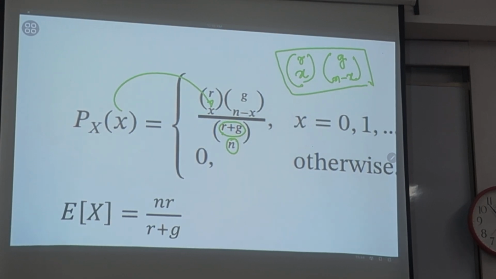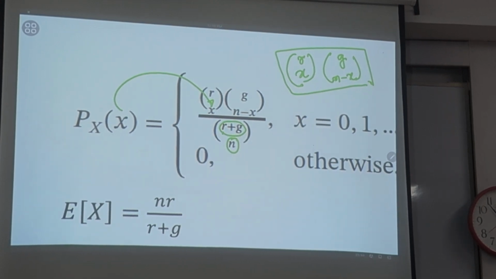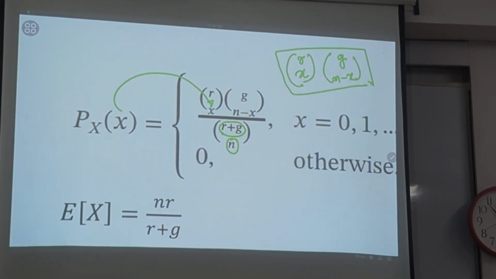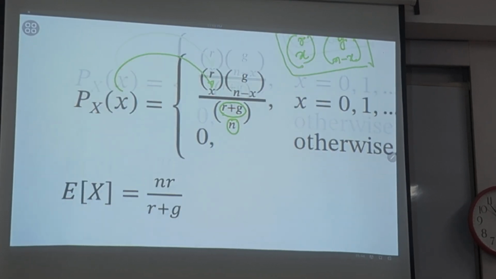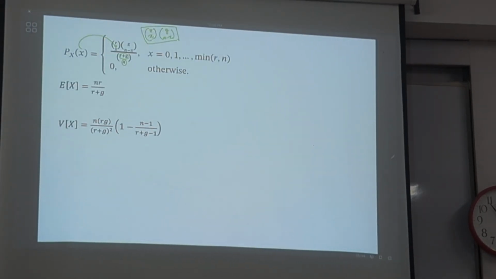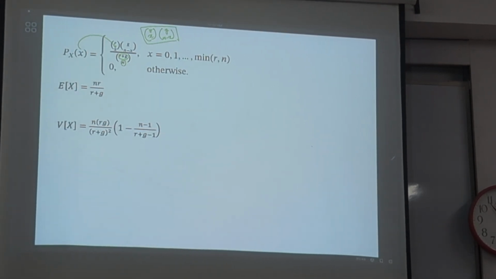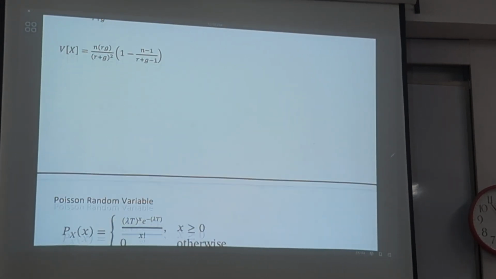So this ratio gives you the probability that you end up with N balls of exactly this composition. And the expected value and variance of X are also available.